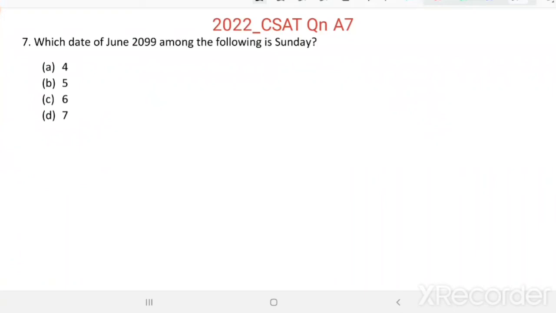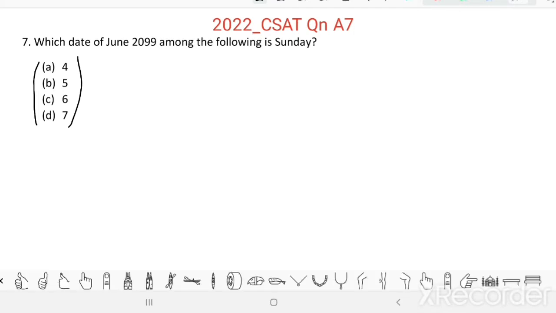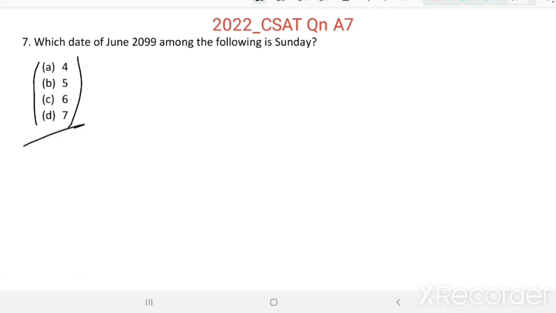Question number 7. Which date of June 2099 among the following is Sunday? Here we have 4 options: 4th June, 5th June, 6th June and 7th June. We want to find which among these dates is a Sunday.